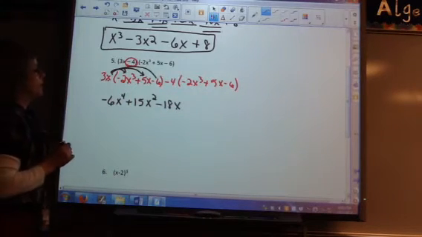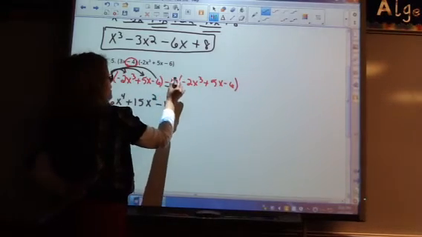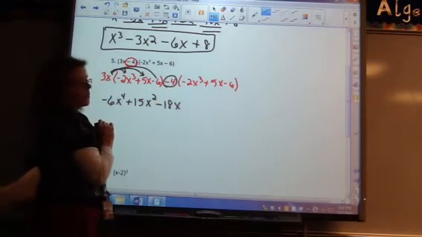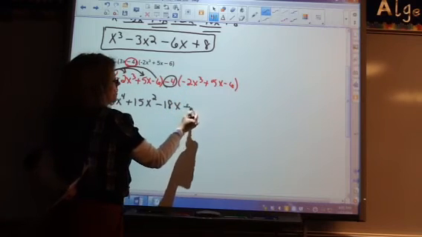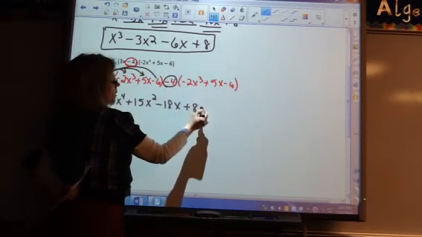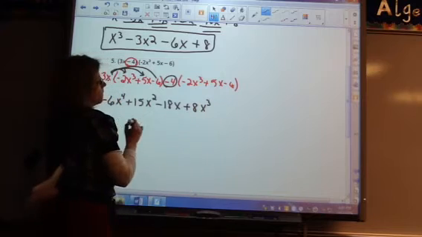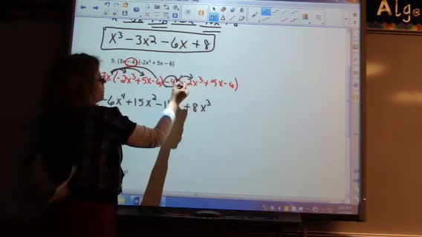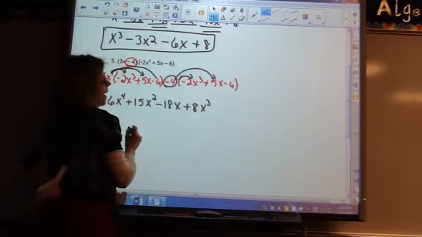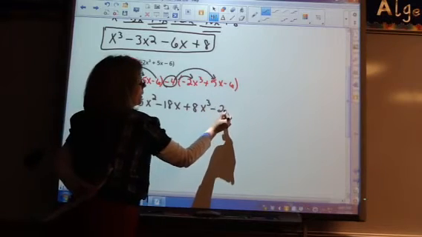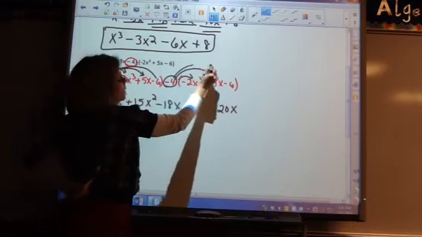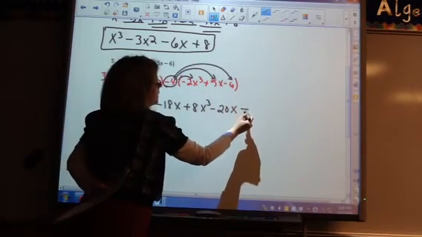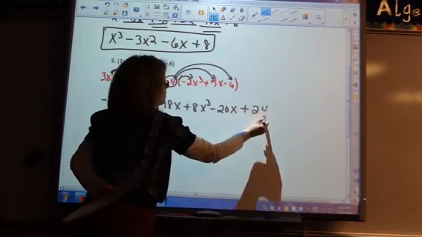Now let's distribute this second one. Class, remember, this is a negative 4, okay? So negative 4 times a negative 2 is a positive 8. Bring your x cubed. Negative 4 times a positive 5 is a negative 20. Bring down your x. Negative 4 times a negative 6 is a positive 24.